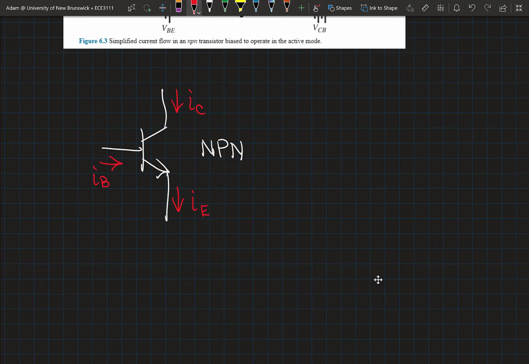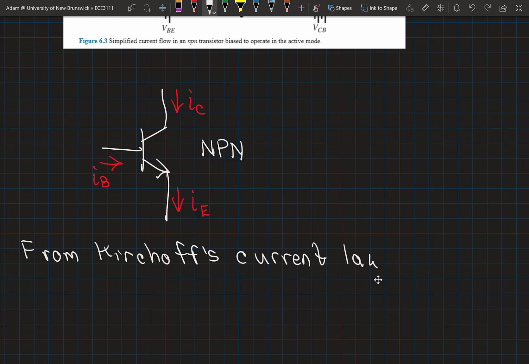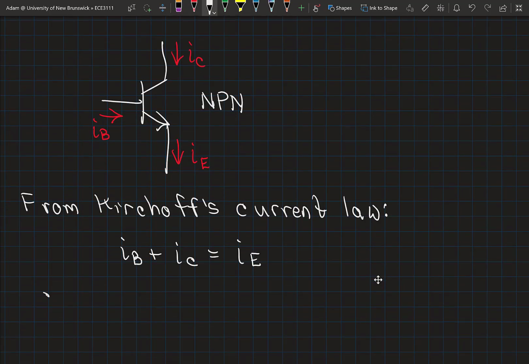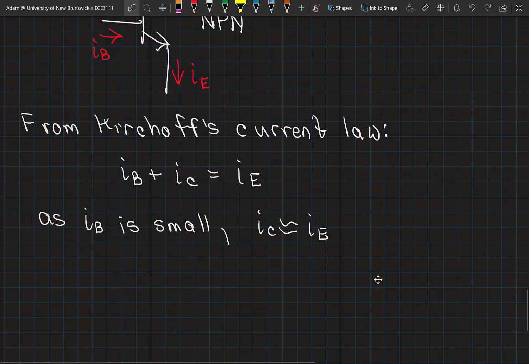Make this a capital E here. Kirchhoff's current laws still need to apply for a transistor. So it's really a conservation of charge law that says the current in must equal the current out. So here the base current plus the collector current must be equal to the emitter current. And if we acknowledge that the base current is small, we can often use the assumption that the collector current is approximately equal to the emitter current.